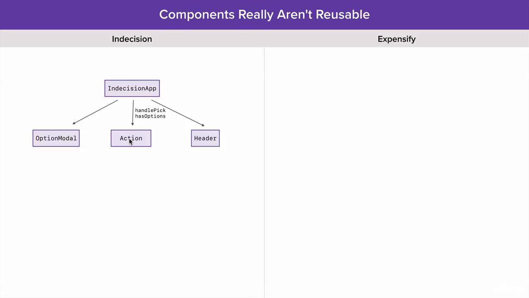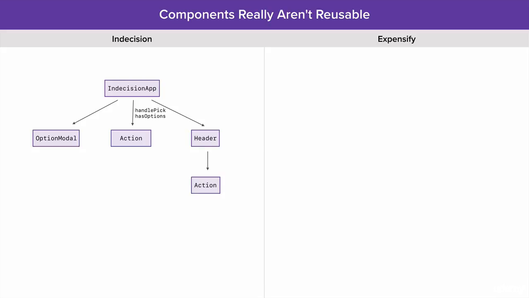Now, what if we wanted to reuse Action? So let's say we have that one big button front and center, and we also wanted to toss a button up in the header, maybe in the top right-hand corner, a much smaller button. How would we get that done? Well, we could just take the Action component and use it inside of Header. The problem is that this is not going to work.